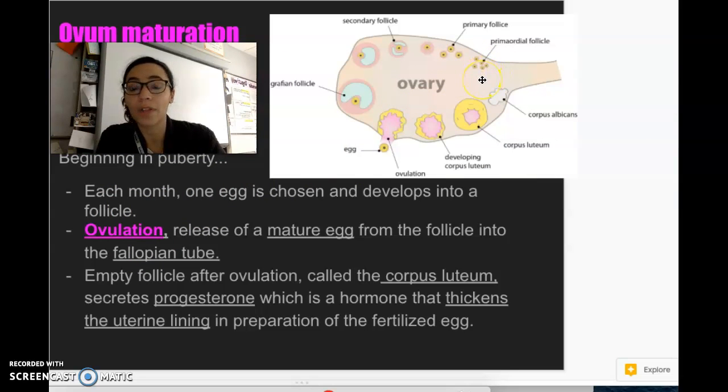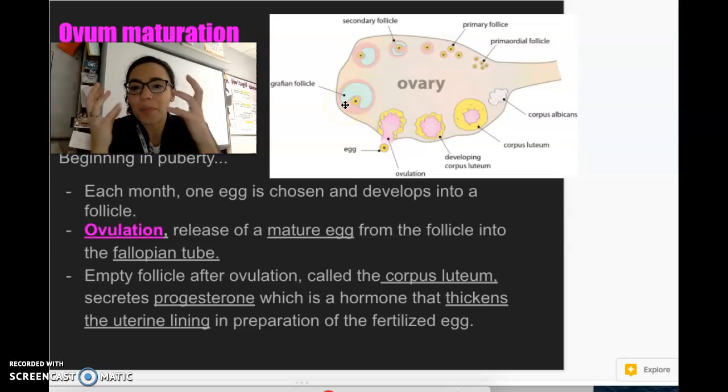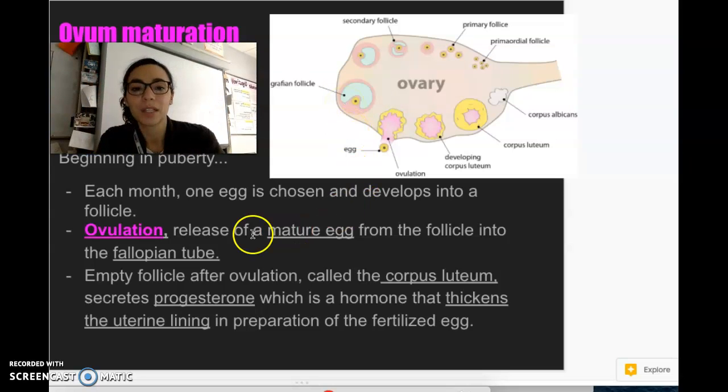women are born with all of the eggs that they're ever going to have. So those eggs are in their primordial follicles. That's how they're stored in the ovaries. But each month, one is chosen to develop into a follicle. And a follicle just means there's a lot of support cells that start to surround it, kind of beef it up and fluff it up and get it ready to be released. So one gets chosen every month.